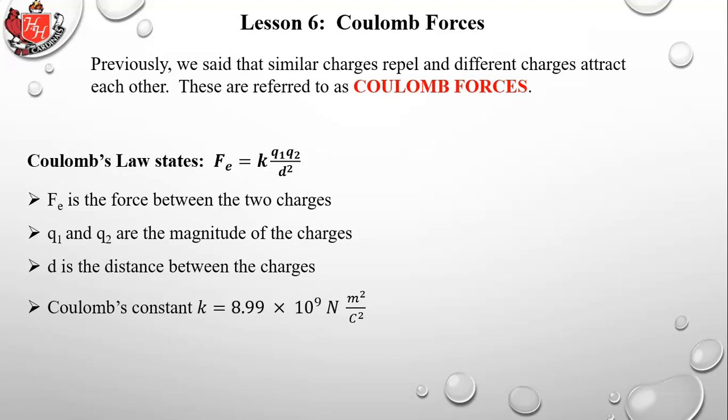So Fe is the force between the two charges. Q1 and Q2 are the magnitudes of the two charges, in other words, how much they are charged, and d is the distance between them, which you have to square. Coulomb's constant is 8.99 times 10 to the 9th power, in Newton meters squared over Coulomb squared. You don't have to memorize any of this. I'm only going to give you one or two of these problems to do, just so you understand the concept of how you put a number value to this force between two electrical charges.